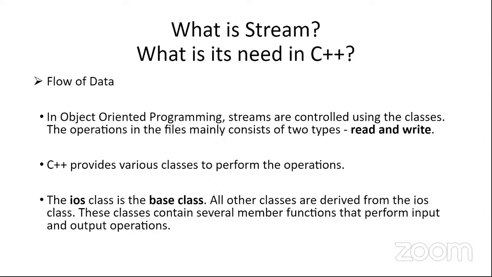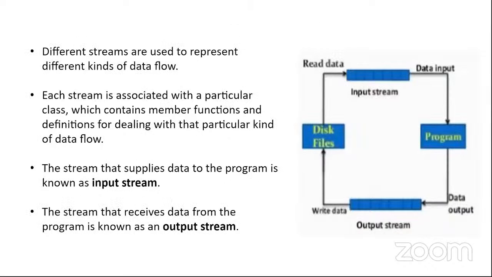So to perform the various operations, C++ provides various classes. The ios class is the base class. All other classes are derived from the ios class. To perform the input and output operations, we use these classes and several member functions of these classes. Different streams are used to represent different kinds of data flow. So the C++ program that reads the input from the file takes the data through the input stream and writes the data to the file through the output stream.